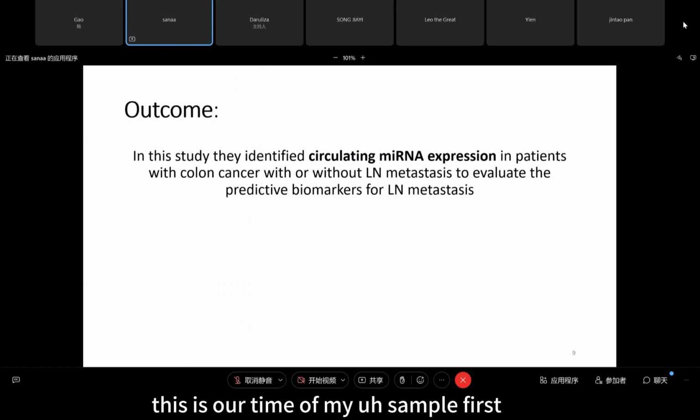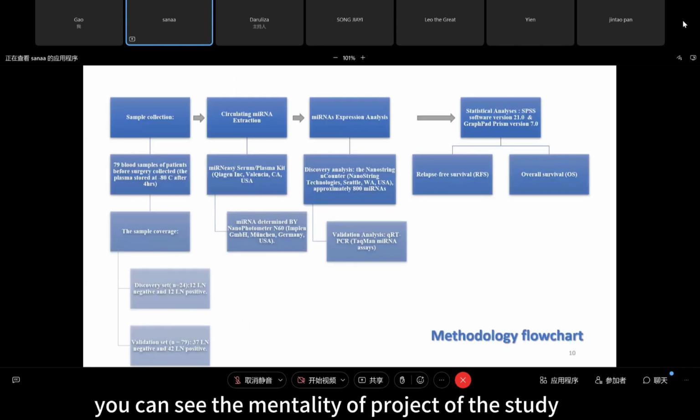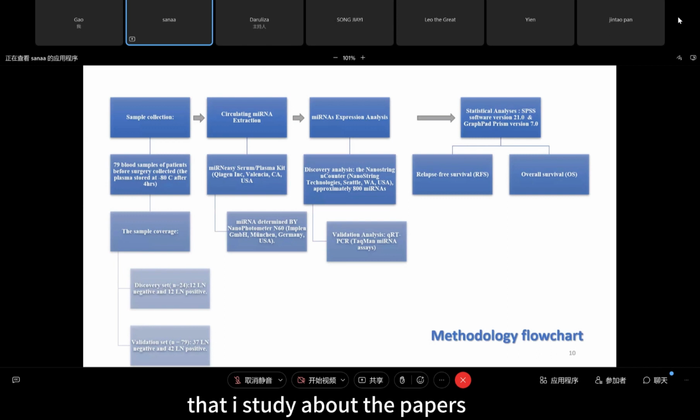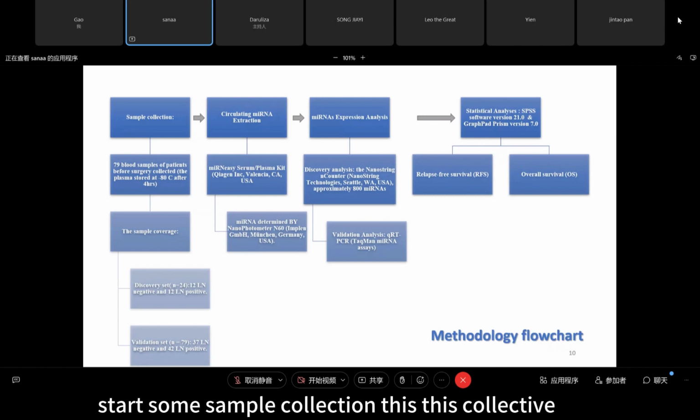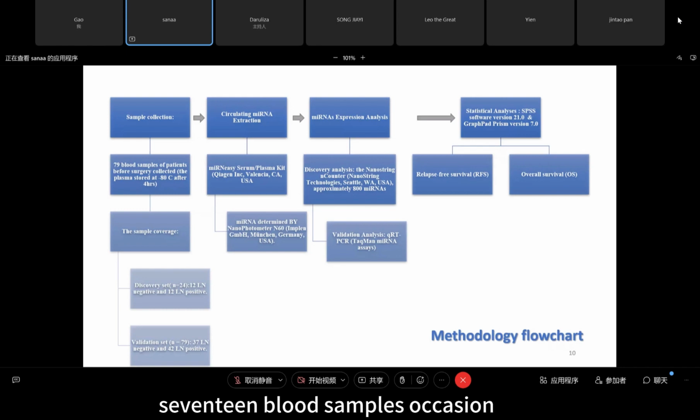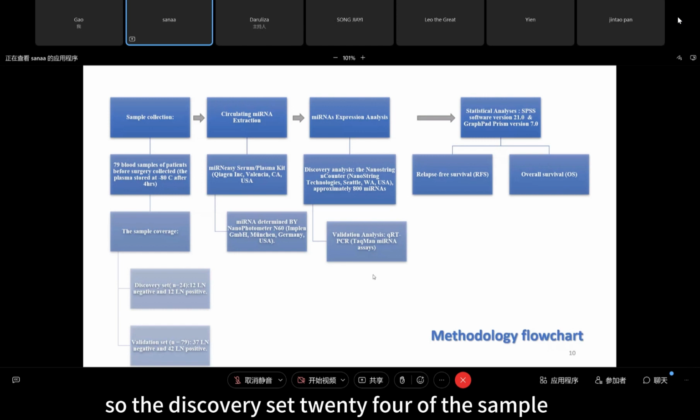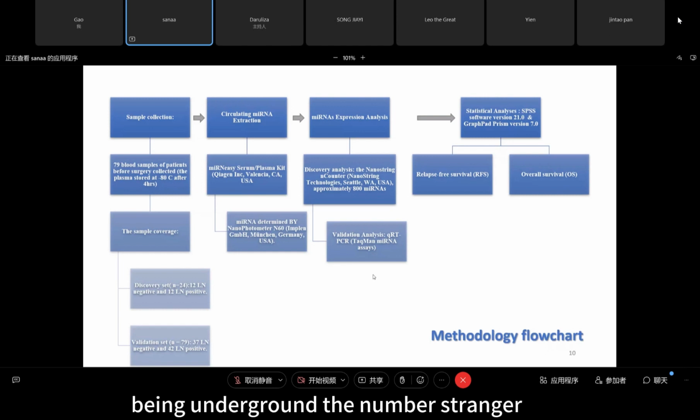This is the outcome of my sample. First, you can see the methodology flowchart of the study that I studied in the paper. In my methodology flowchart, for sample collection, they collected 79 blood samples of patients, and then the samples were divided into two cohorts, a discovery set and a validation set. In the discovery set, 24 of the samples then underwent the nanostring assay for discovering the microRNA within the sample.